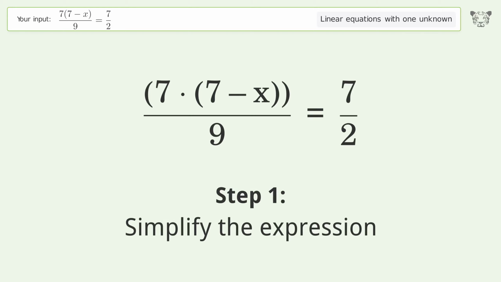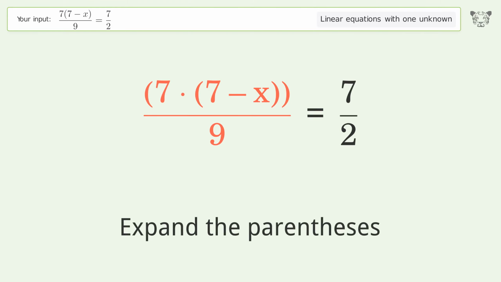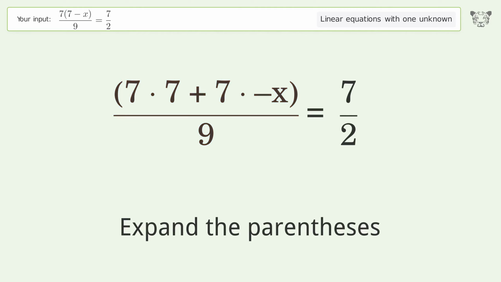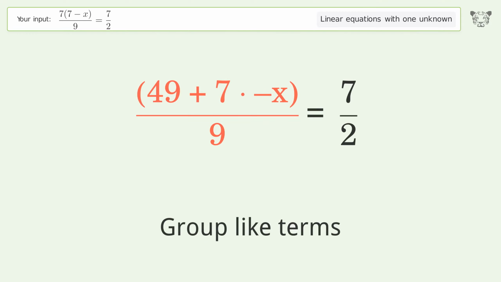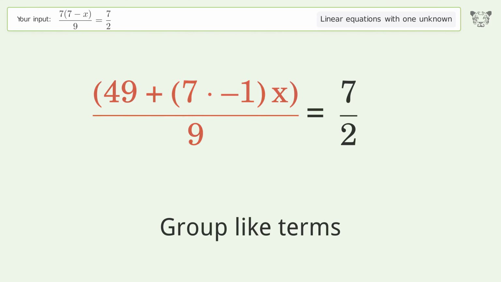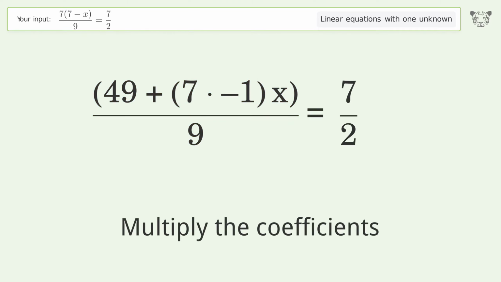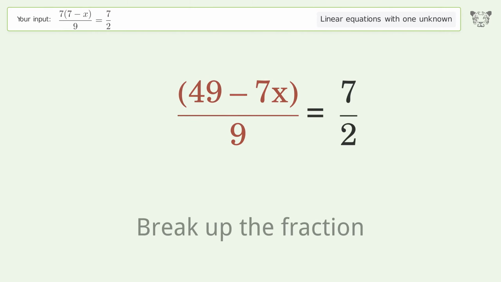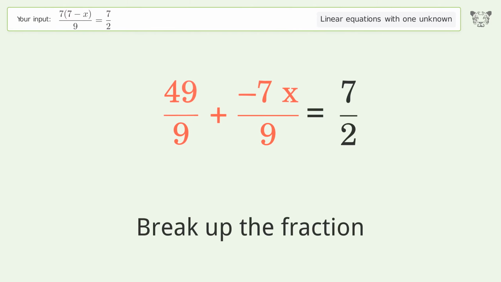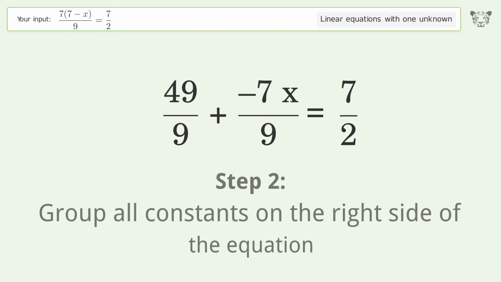Simplify the expression. Expand the parentheses. Simplify the arithmetic. Group like terms. Multiply the coefficients. Break up the fraction. Group all constants on the right side of the equation.